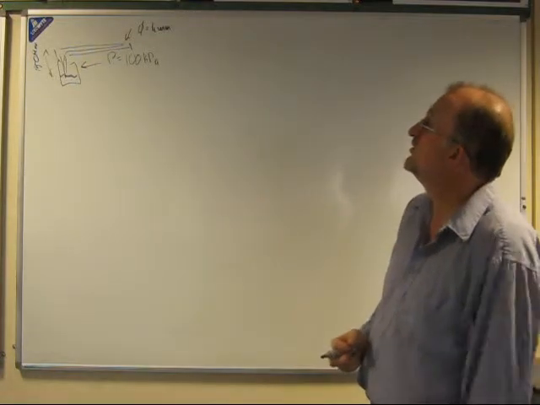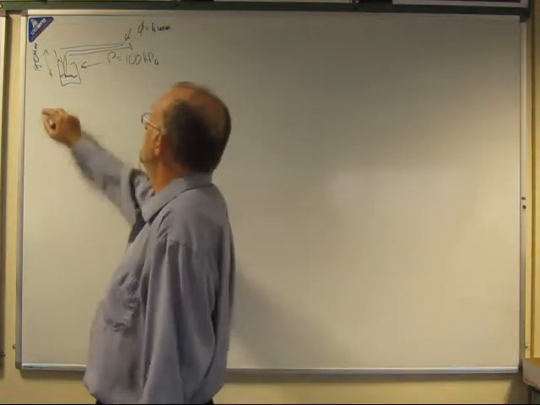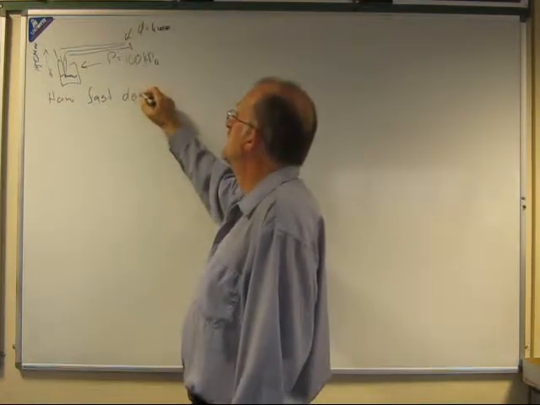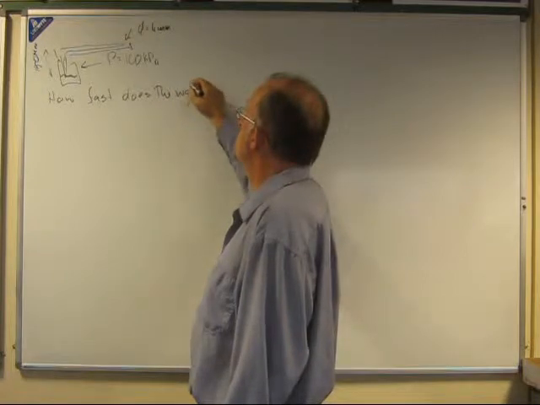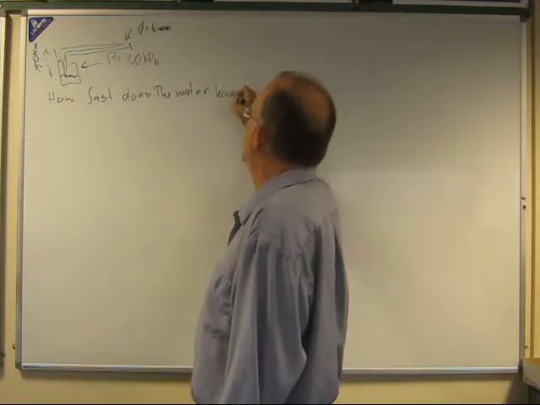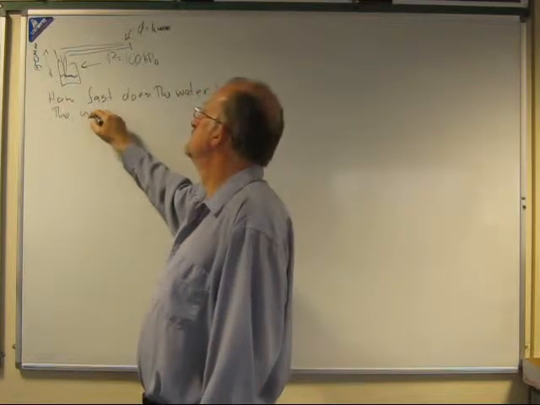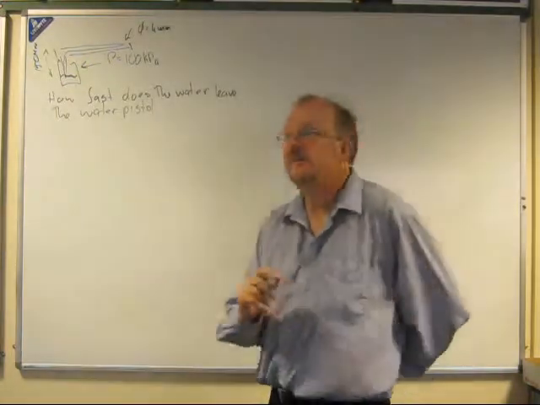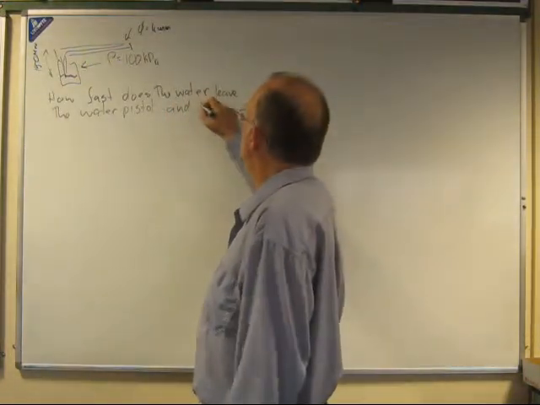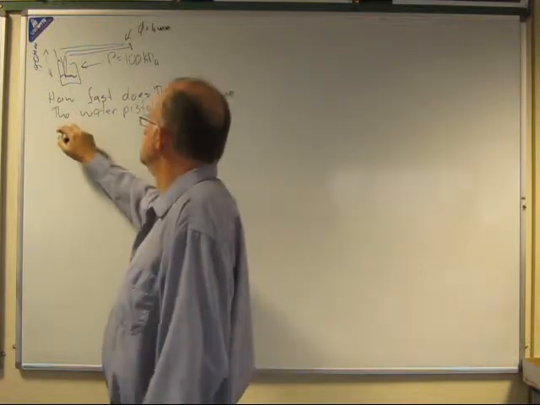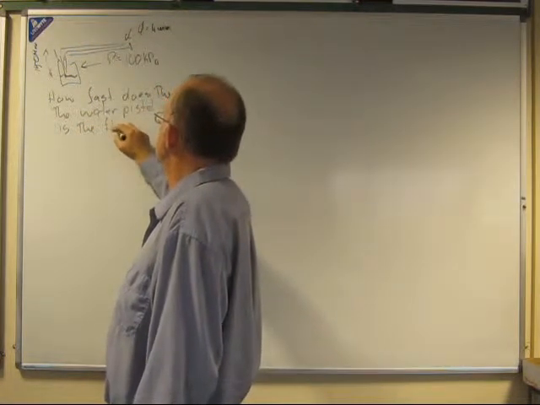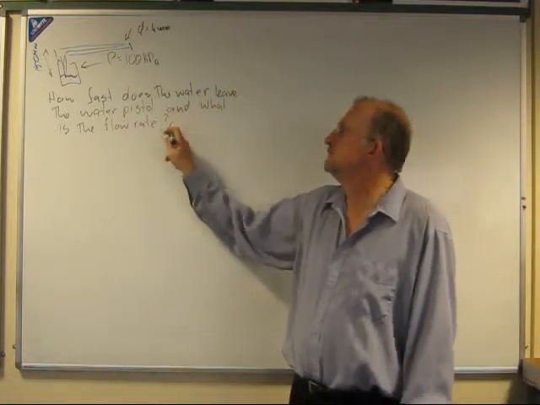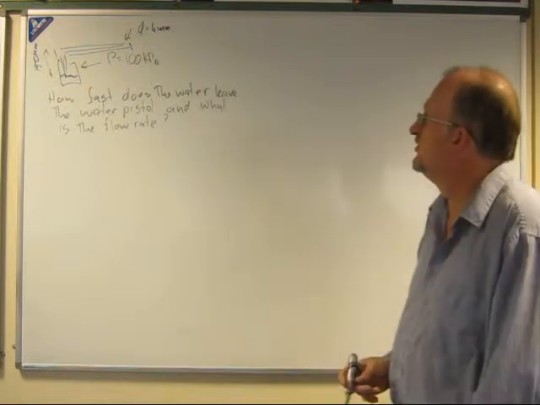So the guy's been pumping away, it's got a lot of pressure, and is squirting the supersaturator. So the question is, how fast does the water leave the water pistol, and what is the flow rate? So hopefully this shouldn't be too hard.